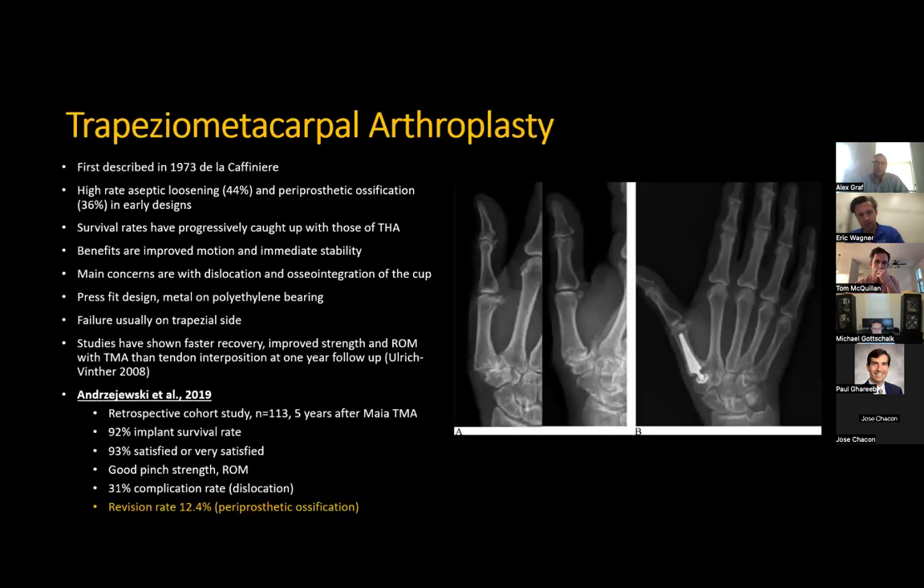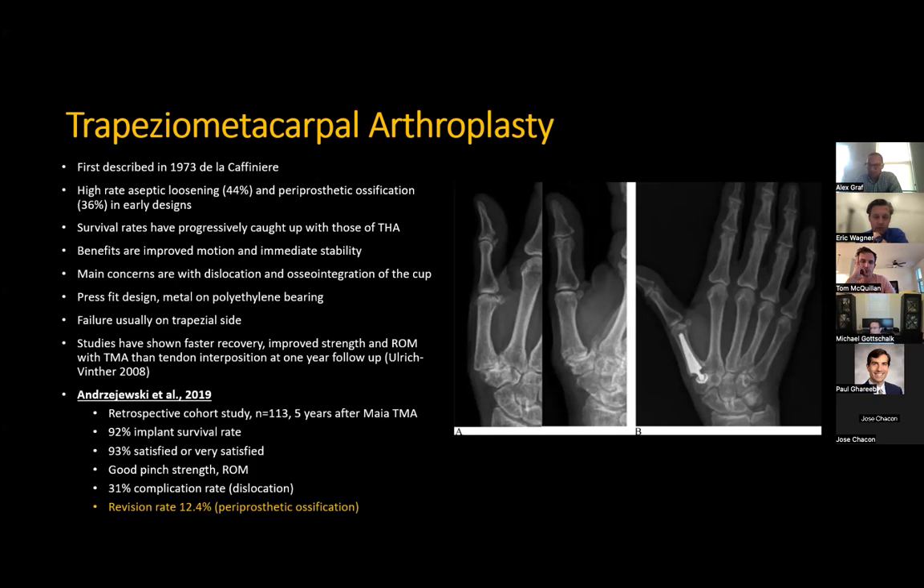We'll talk a little bit about trapezium metacarpal arthroplasty, and honestly, I'd love to hear Dr. Wagner's experience, especially with the European experience, because this has become more popular, especially in Europe where it's approved. And it's not a new idea. It's been around for 50 years. The first generation of implants had high rates of loosening and periprosthetic ossification. And the issue is usually on the trapezial side.